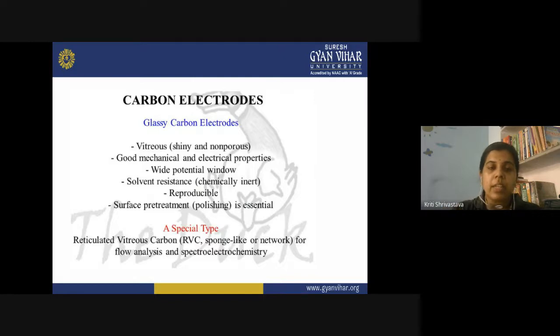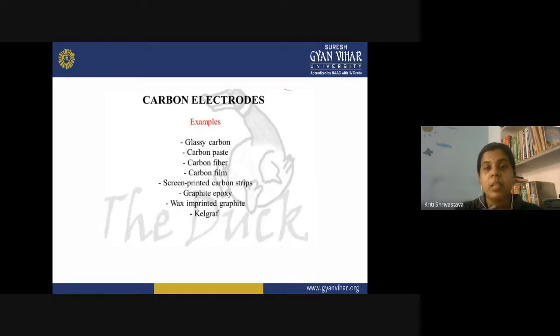Here an example is given, that is RVC, reticulated vitreous carbon electrode, which is used for flow analysis and spectroelectrochemistry. Other carbon electrodes are carbon paste electrode, carbon fiber electrode, carbon film electrode, then screen printed carbon strips. They are very important and very handy to use. Then graphite, epoxy, wax imprinted graphite, and Kelgraf. These are some other examples of carbon electrodes.